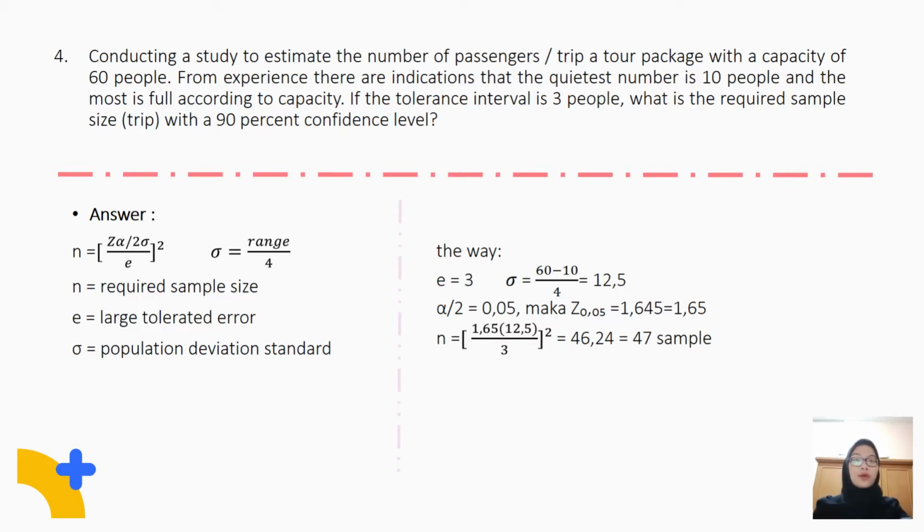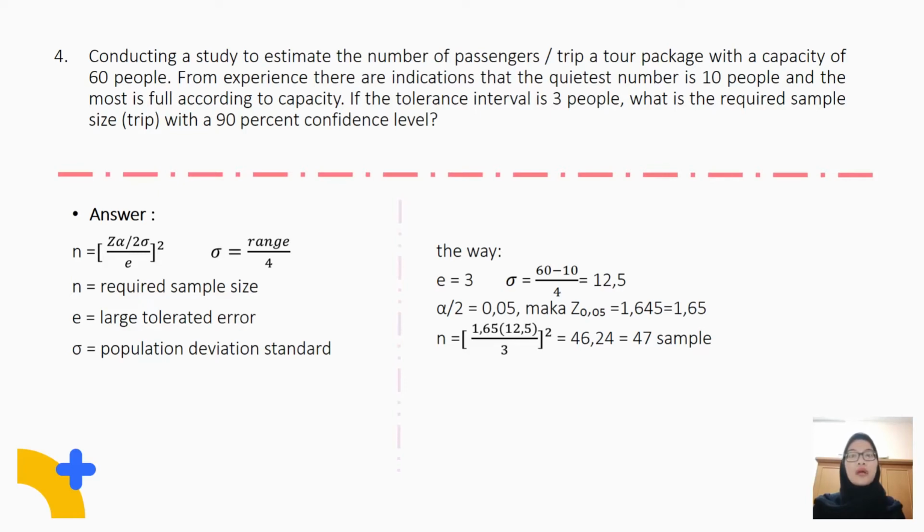So the way is we already know that the E is 3 and the sigma for population deviation standard is 60 minus 10 per 4, which is the answer is 12.5, and the alpha per 2 equals 0.05. So Z 0.05 equals 1.645 equals to 1.65.